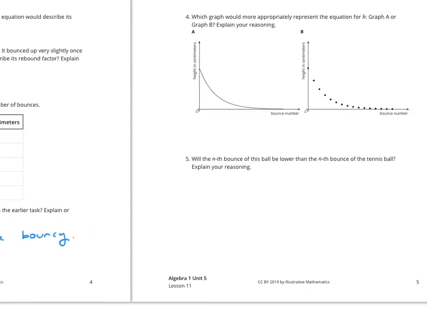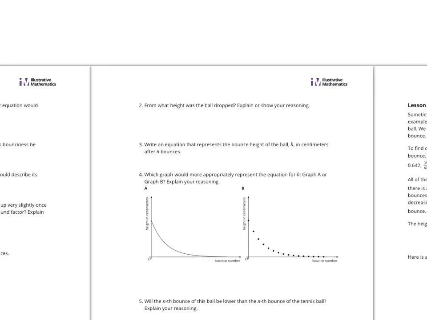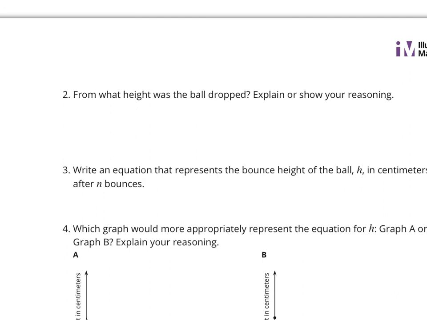Okay, let's look at question 2. From what height was the ball dropped? Explain or show your reasoning. So for this one, if we're assuming the growth factor is 0.70, which is 7/10, to figure out going in the opposite direction, we always talked about how you can either divide by 0.70 or multiply by the reciprocal, which is 10 over 7. I'm going to go ahead and divide.